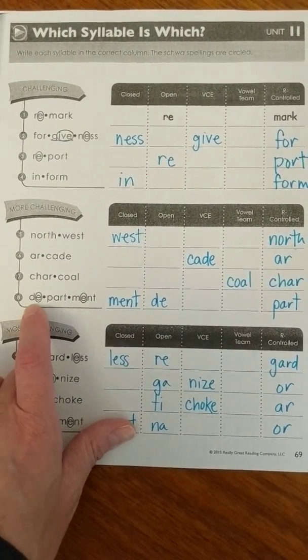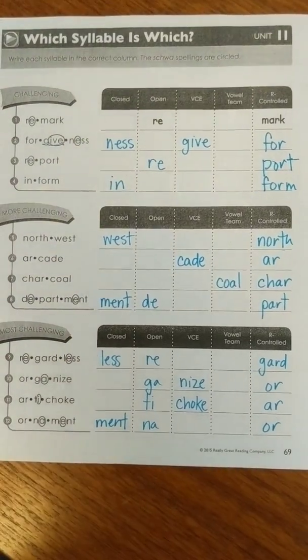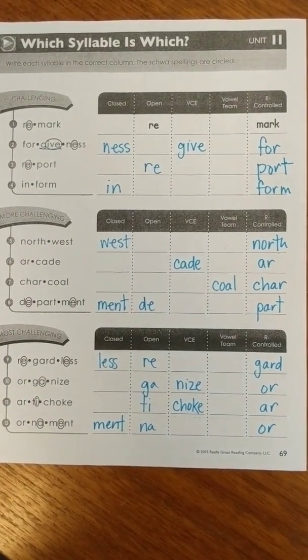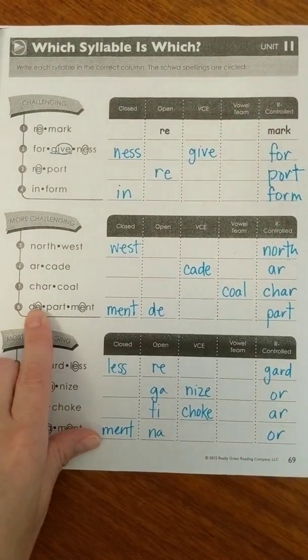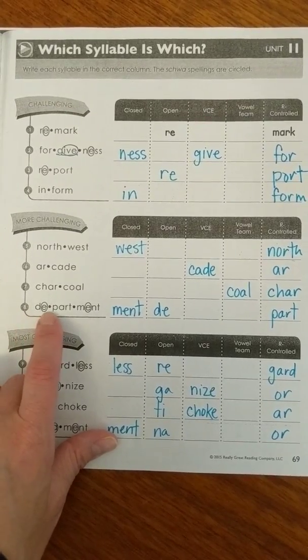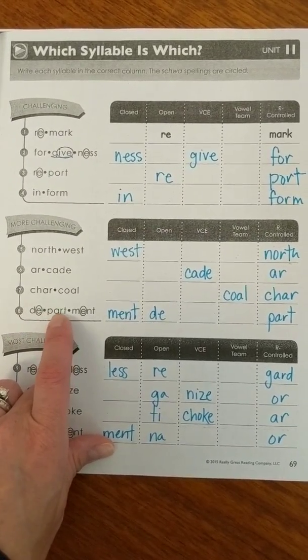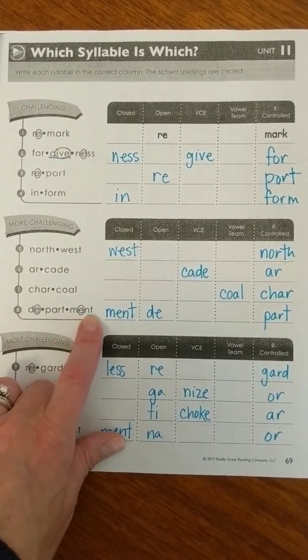Now I have department. I know I've heard a word that sounds kind of like that, but it sounds a little bit different. Well, I've got to flex some of those vowels to the schwa. So here this E is going to flex to the I. Part stays the same, and then this E also flexes. It's I again.